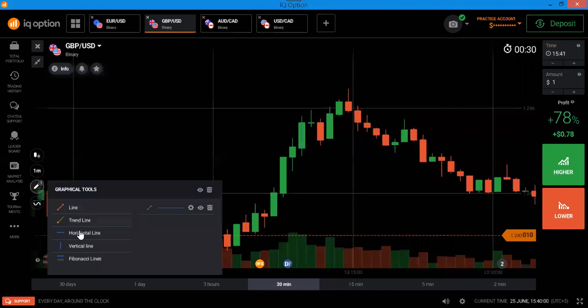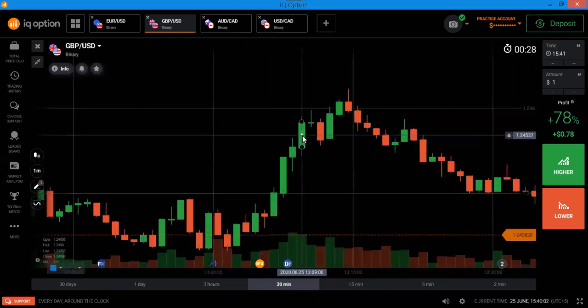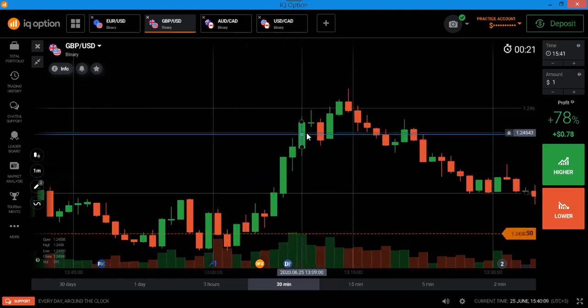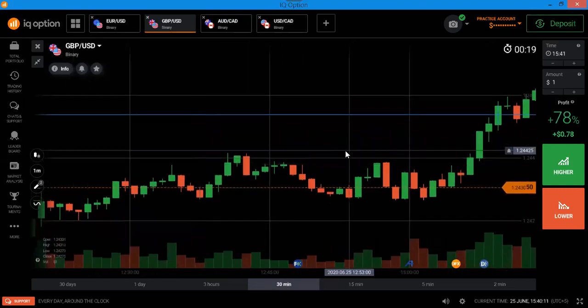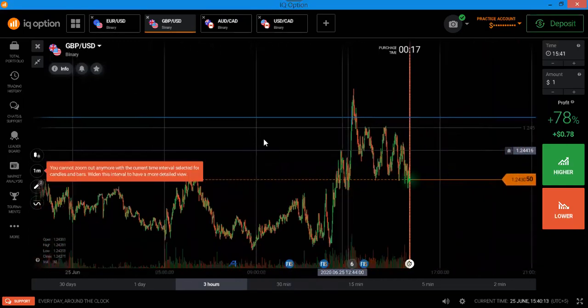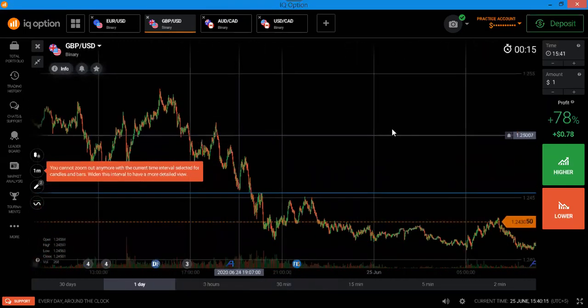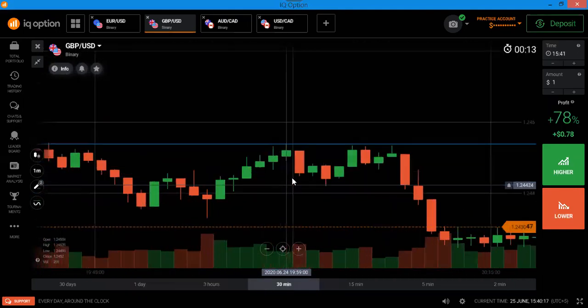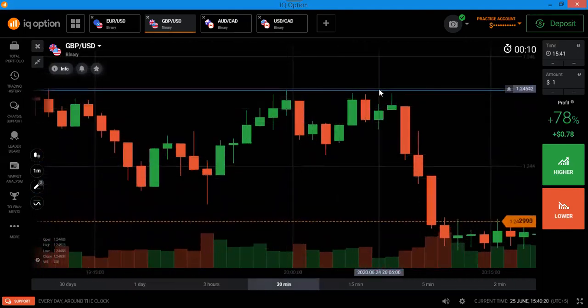Now we draw a horizontal line on the 50% level and check the support and resistance level in the past, to see whether it is a level or not. We go into the past, and it shows that it is an accurate support and resistance level.